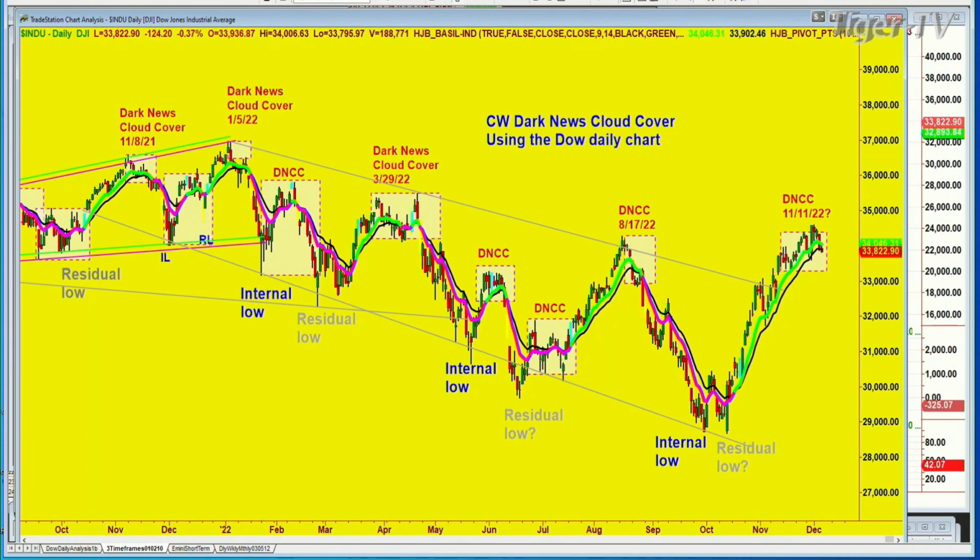On this move up, I had said back on the 11th of November that I believe that we've made some kind of a dark news cloud cover. And all that says is that at this particular point, the market, and once again, I'm talking about the Dow, is starting to appreciate that something's happening there that is a little bit more than just a news event that you can shrug off.